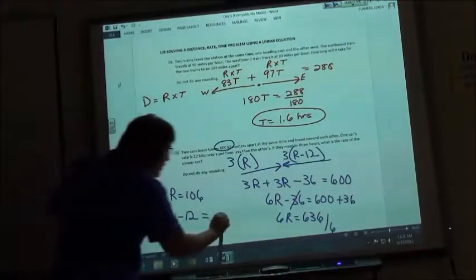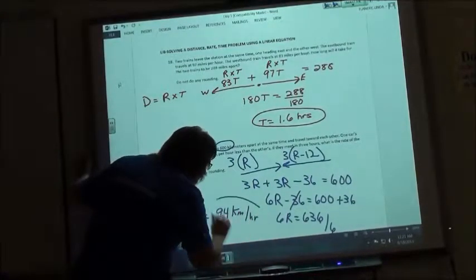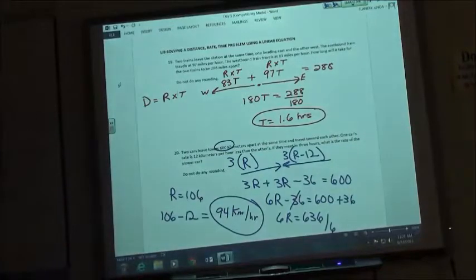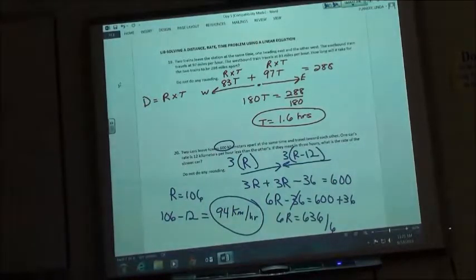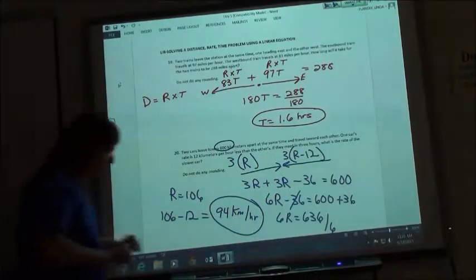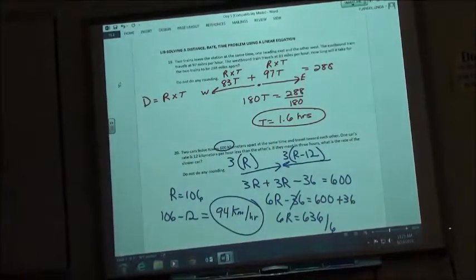Now this is in kilometers per hour, so you're thinking, oh, they're going really fast. But remember, kilometers per hour is not the same thing as miles per hour. And so you have to be careful. Just because you found one of the rates doesn't mean that that's the rate that they want you to put for the answer. That one's going to be faster than the other one.